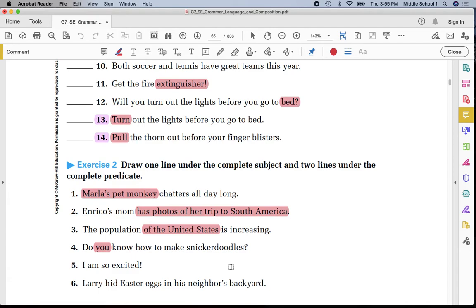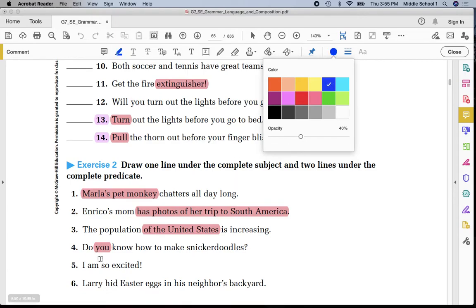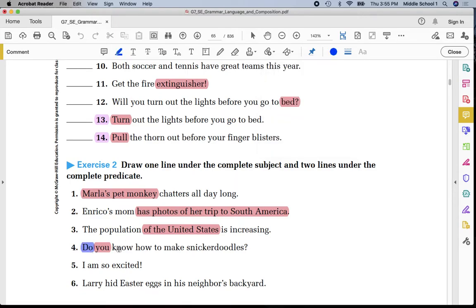And if it was a regular statement, my complete subject would be you. My complete predicate would be do know. In this case, however, they're changed around. Do know is the predicate, you is the subject. Number 4 is an example of an inverted order sentence. We call it interrogative.